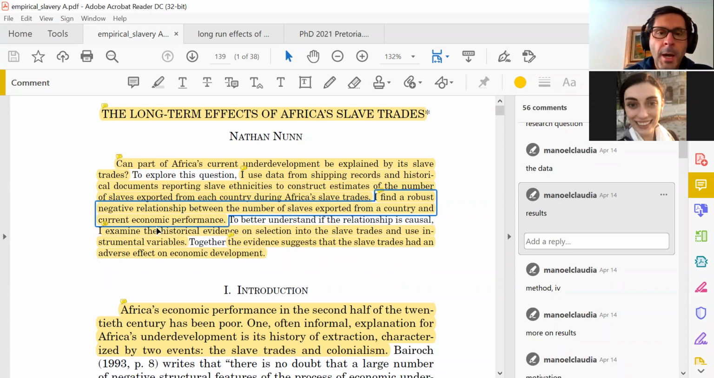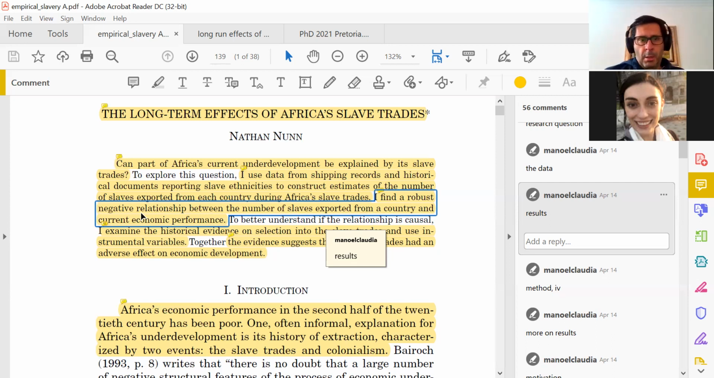Okay. So he finds a robust negative relationship between the number of slaves exported in the past and current economic performance. So what he is essentially saying here, folks, is that those countries which exported more slaves do less well nowadays in terms of GDP per capita. That's the proxy for development that he uses.